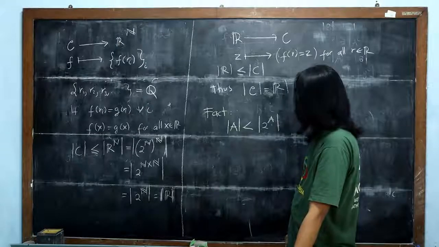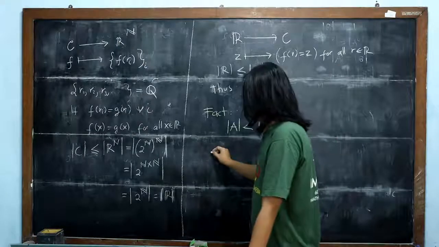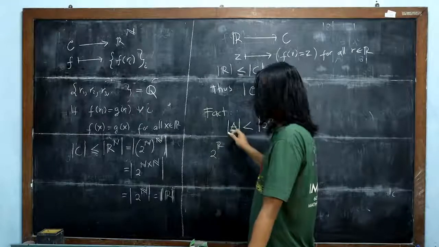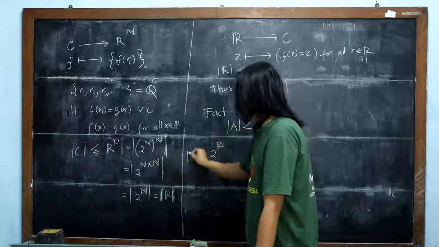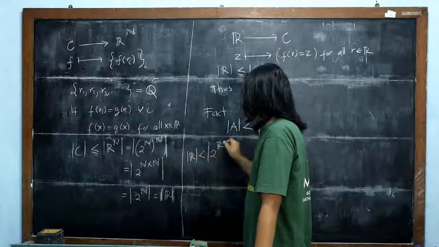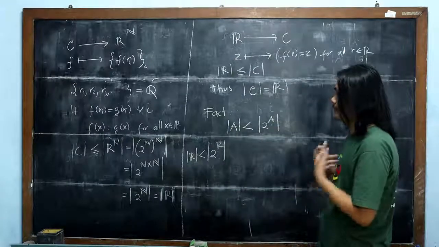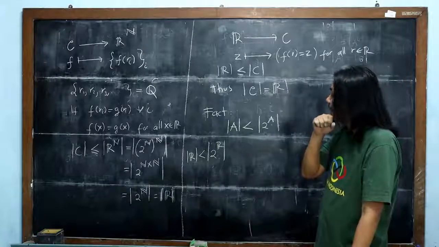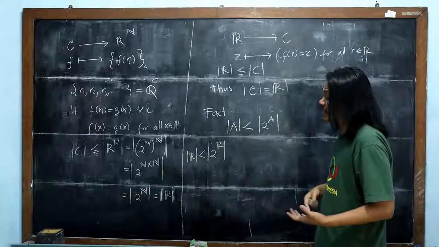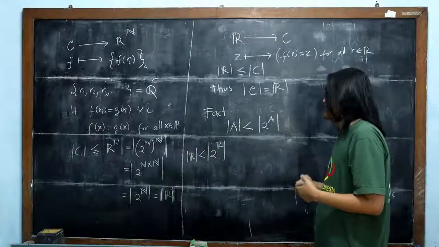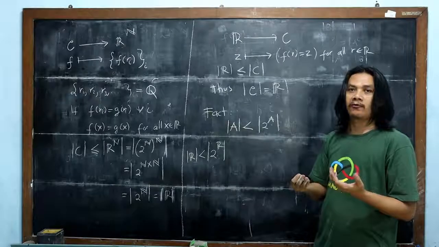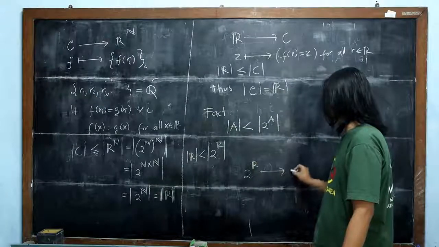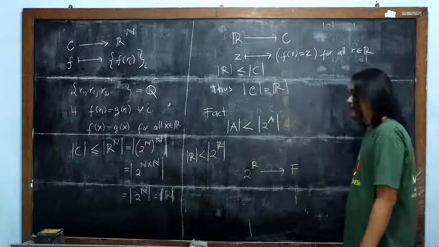So compare F and 2 to the R. We know from this fact that the cardinality of R is strictly less than the cardinality of 2 to the R. We are going to show that the cardinality of 2 to the R is, not necessarily strictly smaller, but less than or equal to the cardinality of F. So we're going to make an injection from 2 to the R to F. And that's easy, right?